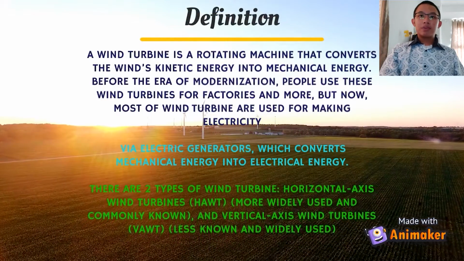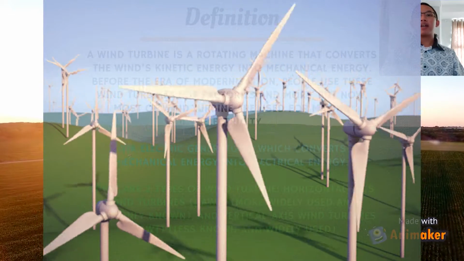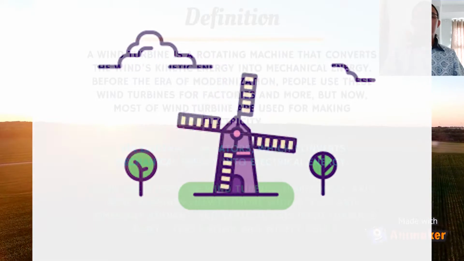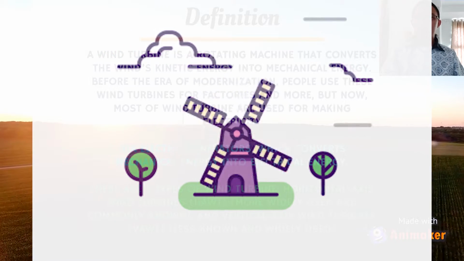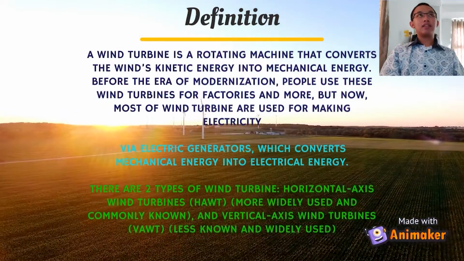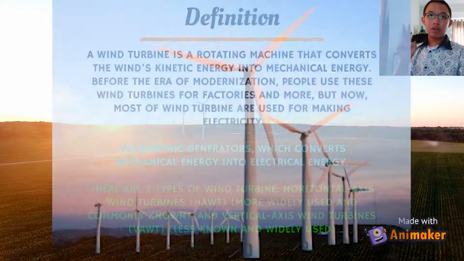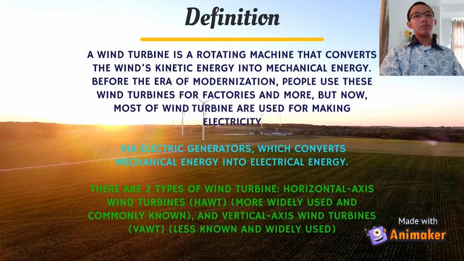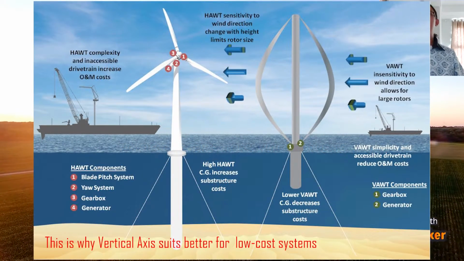The definition: a wind turbine is a rotating machine that converts the wind's kinetic energy into mechanical energy. Before the era of modernization, people used these wind turbines for factories and more. But now, most wind turbines are used for making electricity via electric generators, which convert mechanical energy into electrical energy, which could be used for industrial applications. There are two types of wind turbine: the horizontal axis and the vertical axis, where the horizontal is more widely used and known, while the vertical axis is quite rare and not that well known by a lot of us.